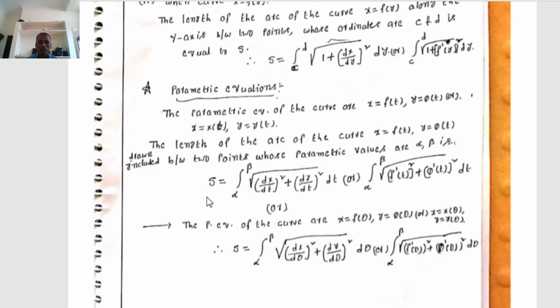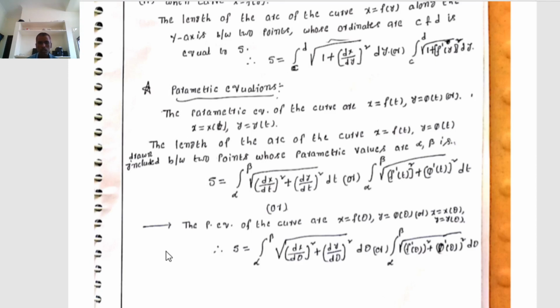Therefore, the length of the arc of the curve, where the limits of t are alpha to beta, is s equal to integration alpha to beta square root of (dx by dt) square plus (dy by dt) square into dt, or integration alpha to beta square root of (f dash of t) square plus (phi dash of t) square into dt.